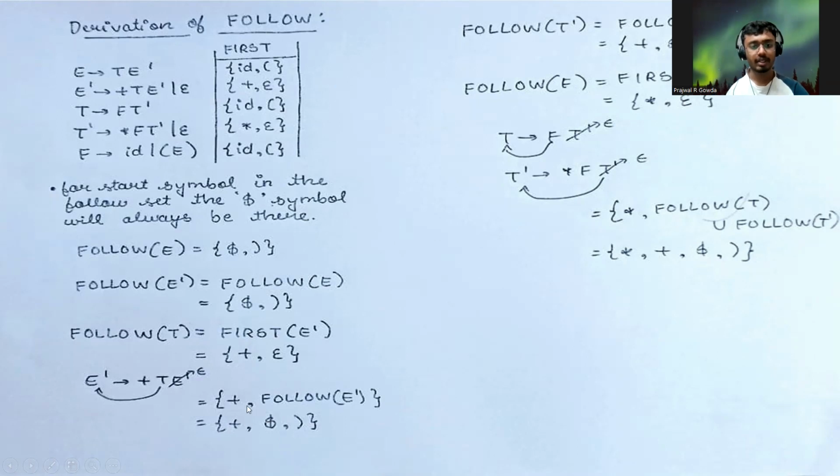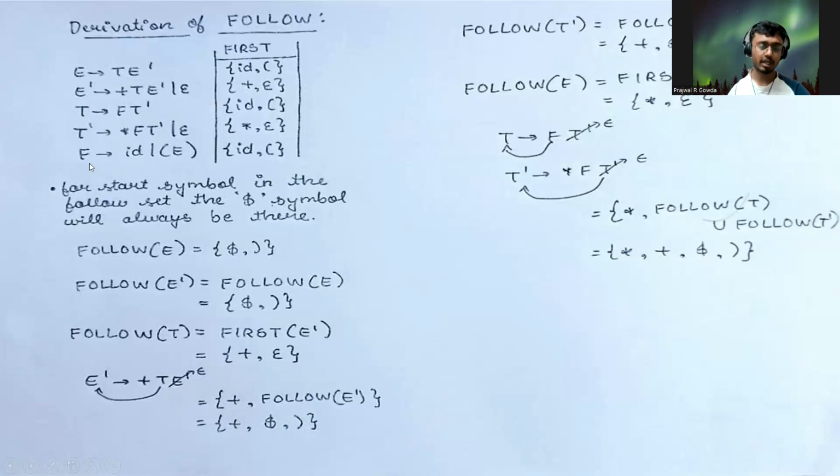So we get plus, dollar sign, comma, closing parenthesis. Next non-terminal we consider is T dash. T dash is present in these productions, in this production and this production. So follow of T dash is followed by T itself. So we consider follow of T dash is equal to follow of T. Follow of T is plus, comma, dollar sign, comma, closing parenthesis. So follow of T dash is equal to plus, comma, dollar sign, comma, closing parenthesis.